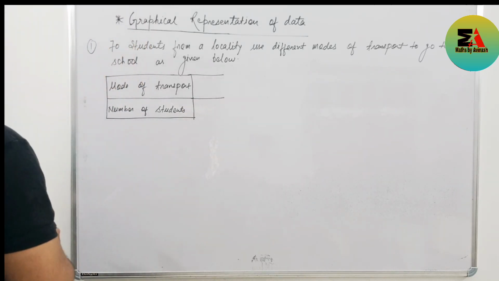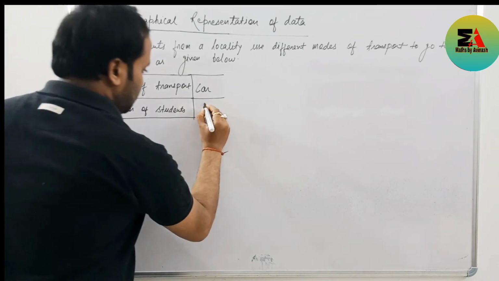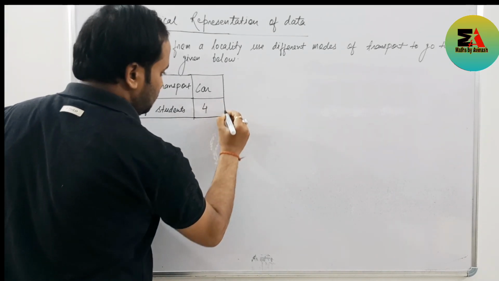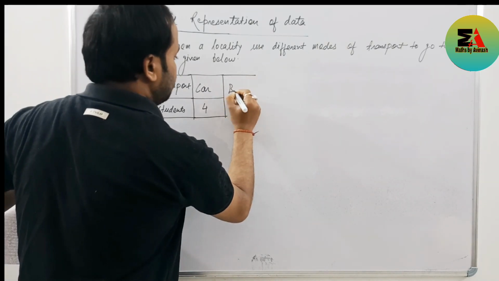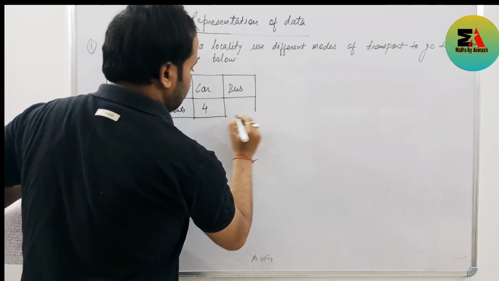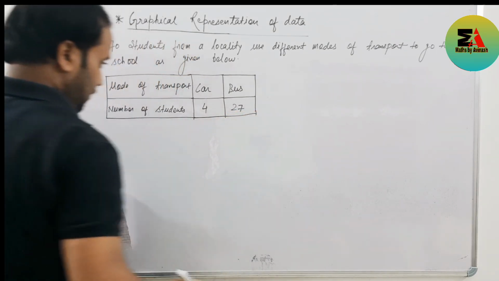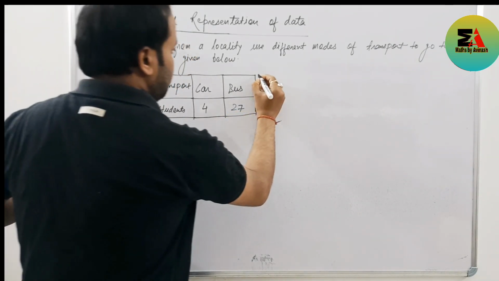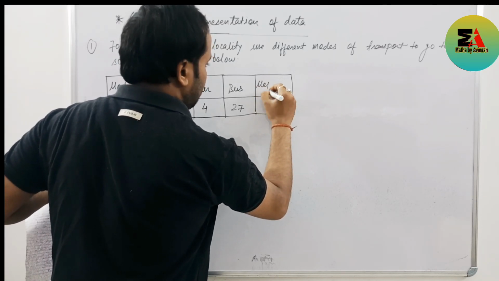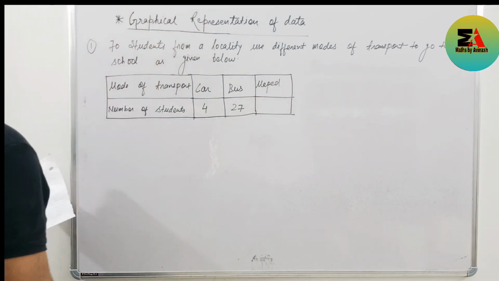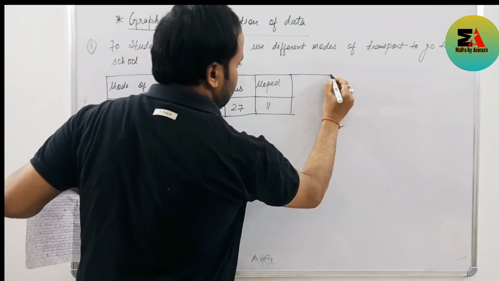The first mode is car. The number of students who use a car is 4. The next mode is bus. These are used by 27 students. The next one is moped. These are used by 11. The next one is bicycle.